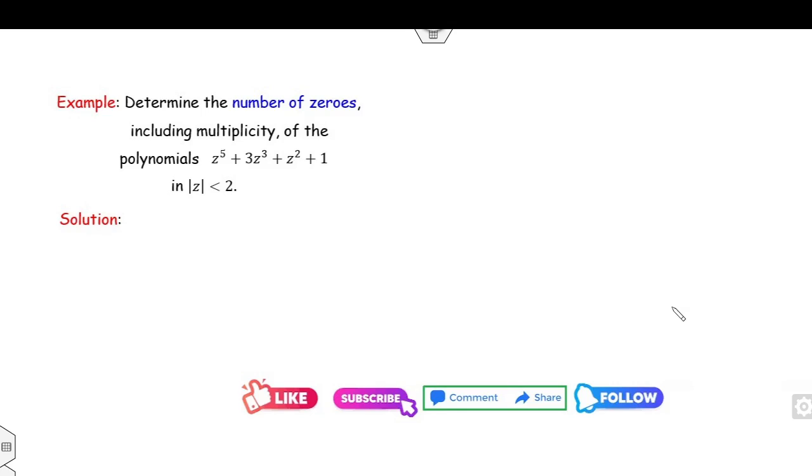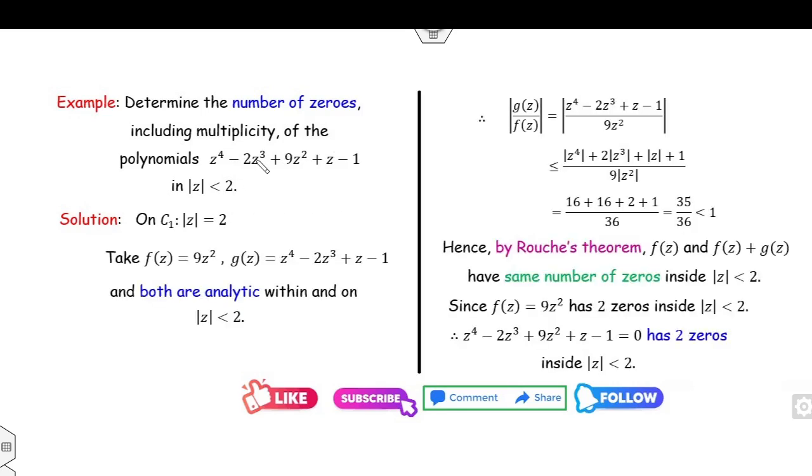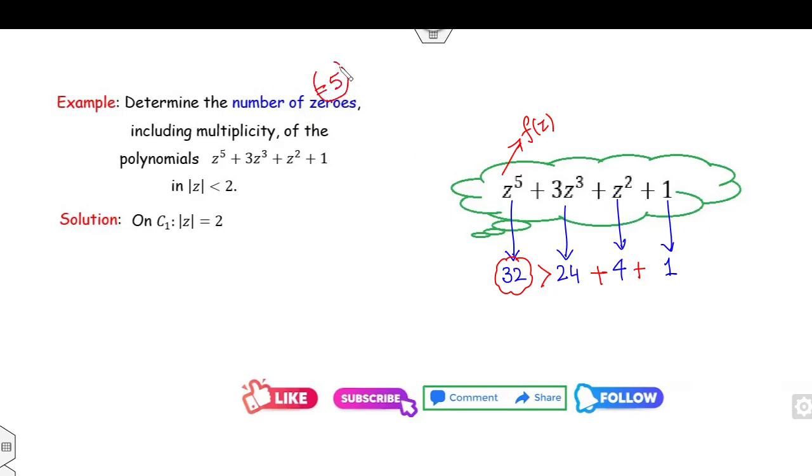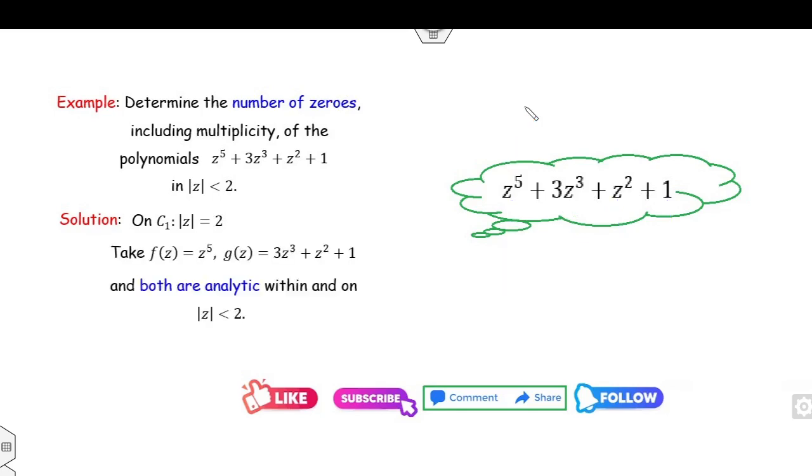Calculate the number of zeros inside the circle of radius 2. So can you find that quickly? On the circle |z| = 2, this number is 32, 8 times 3 is 24, this number is 4, this number is 1, and clearly the maximum value is 32 and the sum of the remaining numbers is less than 32. That means f of z is z raised to power 5 and the remaining is g. So what is the answer, the number of zeros? The number of zeros will be 5 as per f of z.